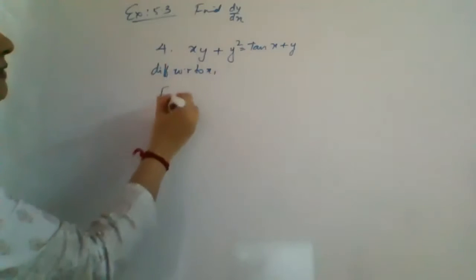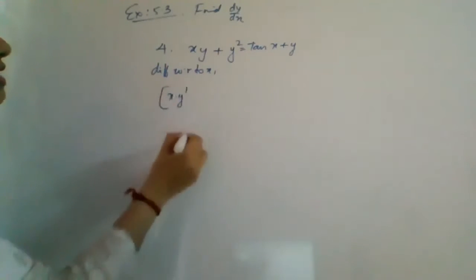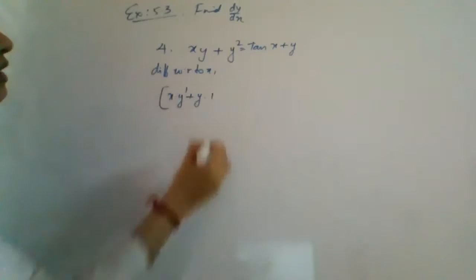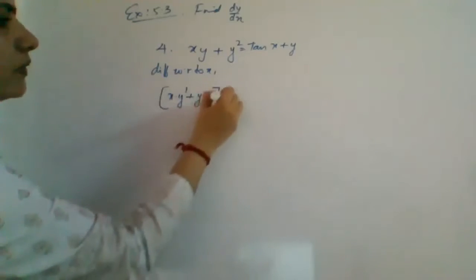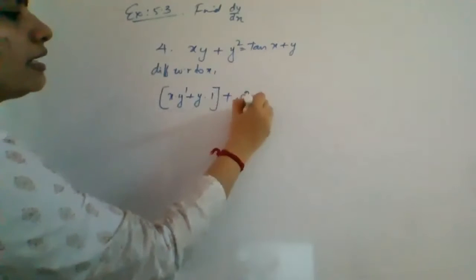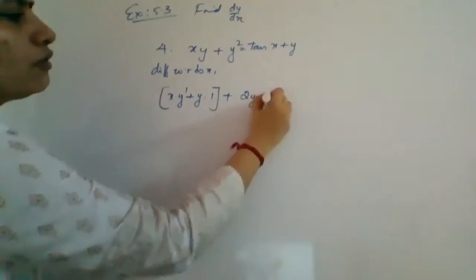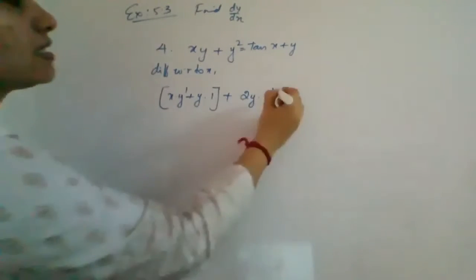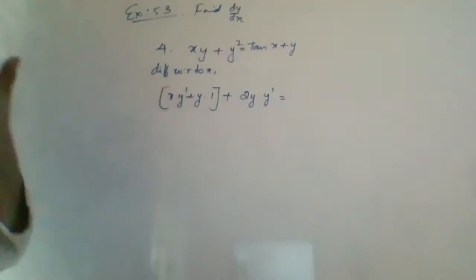So what you will get? First function into derivative of second plus second function into derivative of first is 1 plus y square. Derivative of y square will give you 2y into y dash, equal to tan x. What is the derivative of tan x?